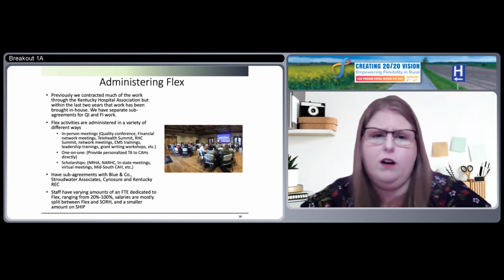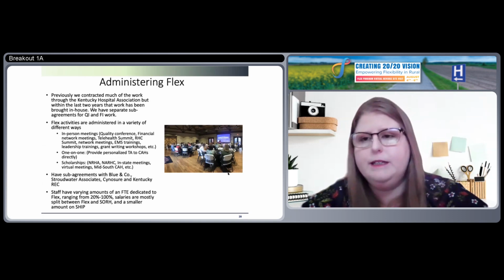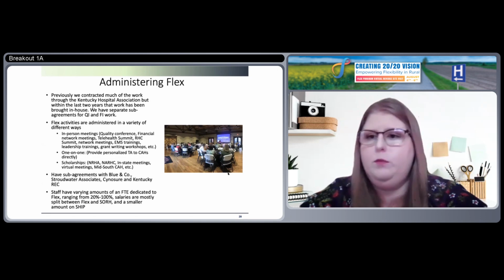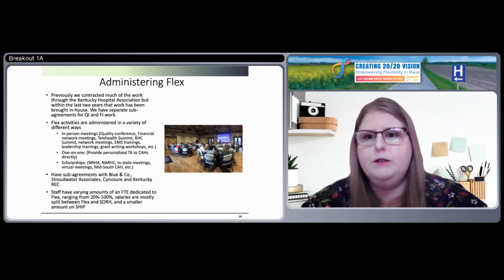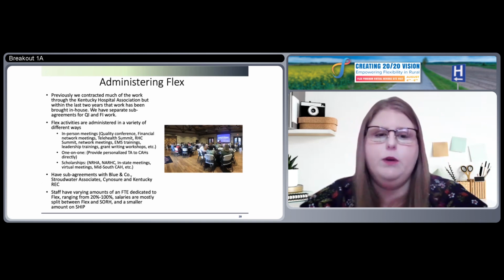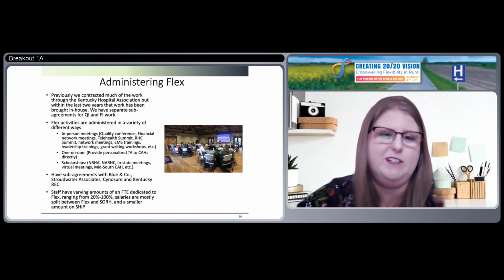And then we do a lot of one-on-one technical assistance, personalized to the cause, depending on what their needs are. That could be quality, finance, performance improvement, what have you. And then we offer scholarships too for our critical access hospitals. If they want to travel to a meeting, we can provide scholarships for that. And of course, our staff used to travel to quite a few meetings, not so much this year.